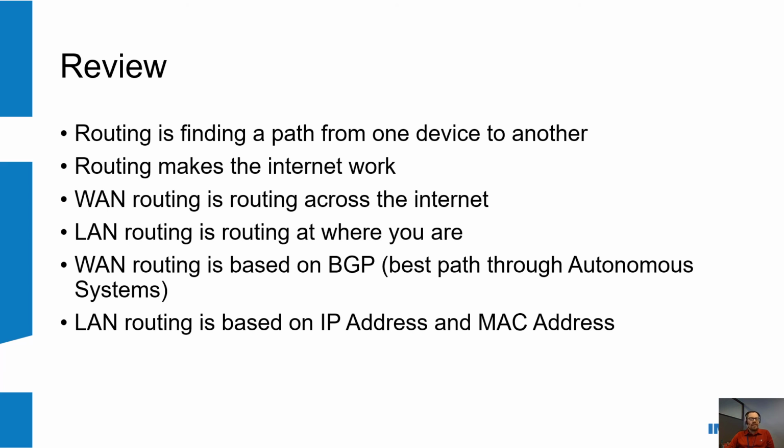WAN routing is generally based on BGP, which is Border Gateway Protocol, aka finding the best path for autonomous systems. LAN routing is based on IP addresses and MAC addresses, and that's how things are hopping around your little internal network. And external network, I should say. Man, I'm confusing myself today.